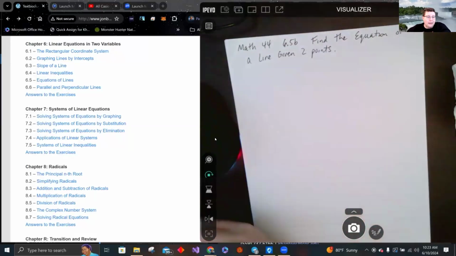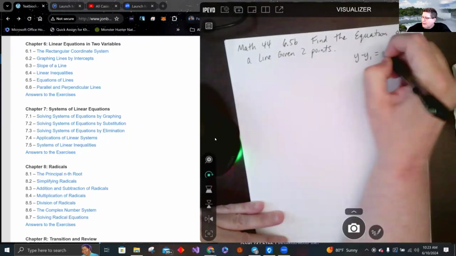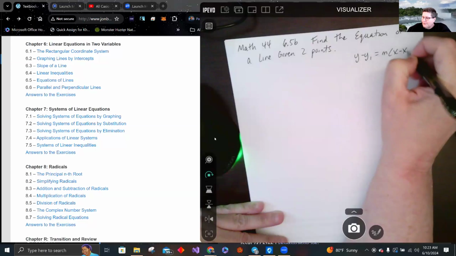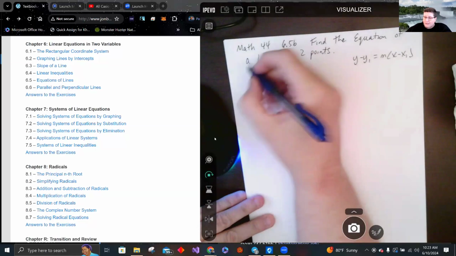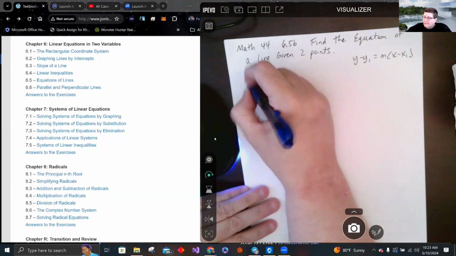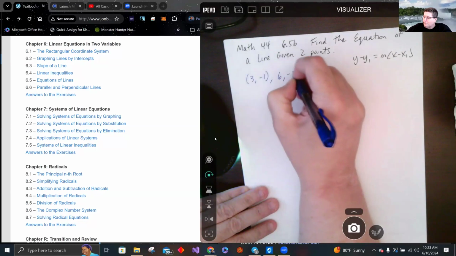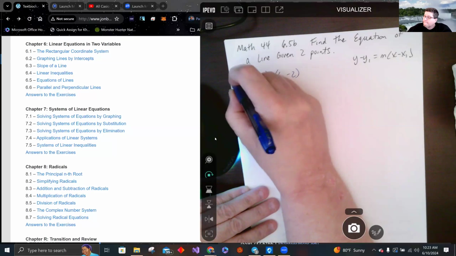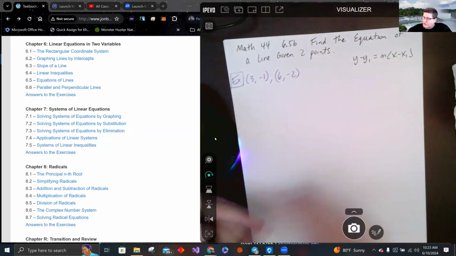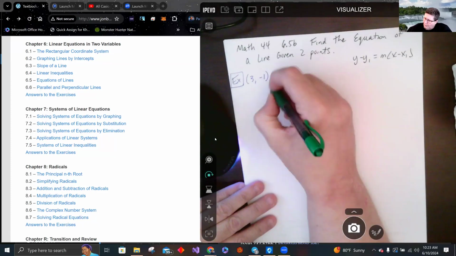So, similar thing. Remember, we got y minus y1 equals m times x minus x1. All right, so let's get started. We've got 3, -1, and 6, -2 for our 2 points. So we need to start off finding the slope. I'll call this point 1 and point 2.